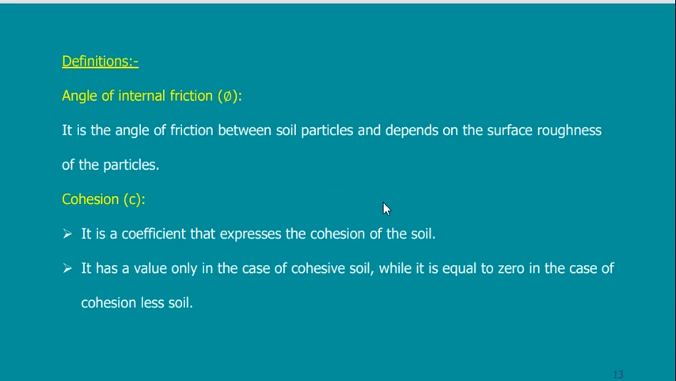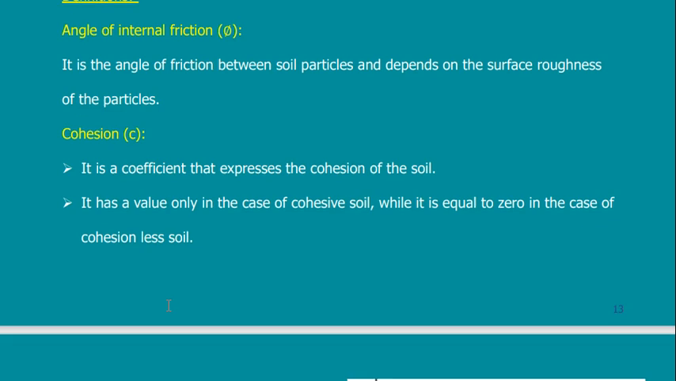We have just said this, the definitions. What is the phi angle? It is the angle of friction between soil particles. By the way, you don't need to memorize definitions. We have just understood what is phi and what is C. But if you want to put it in words, this is how you can put it. Phi is the angle of friction between soil particles and depends on the surface roughness of the particles. C is the coefficient that expresses the cohesion of soil. It has a value only in the case of cohesive soil, while it is equal to 0 in case of cohesionless soil.